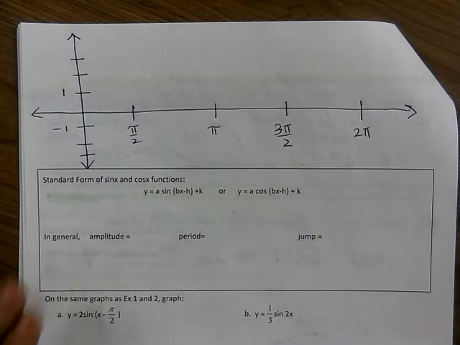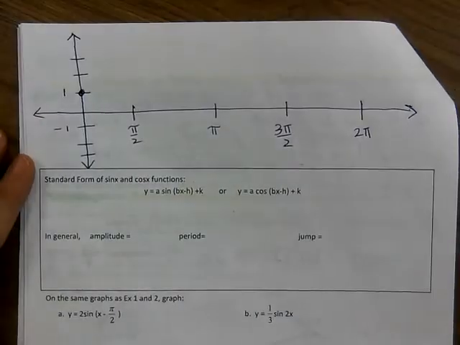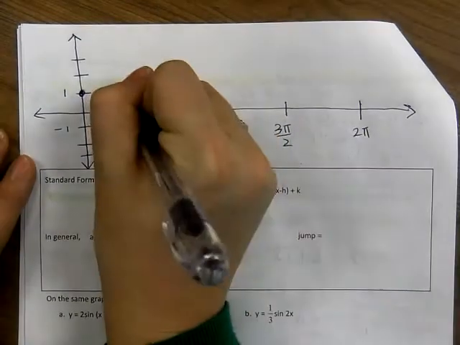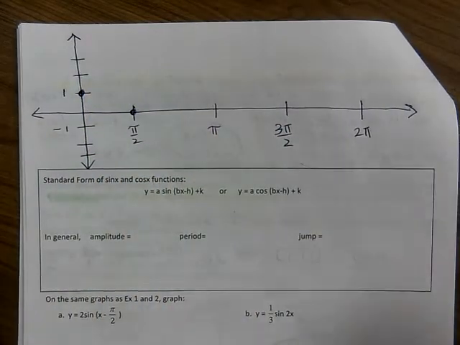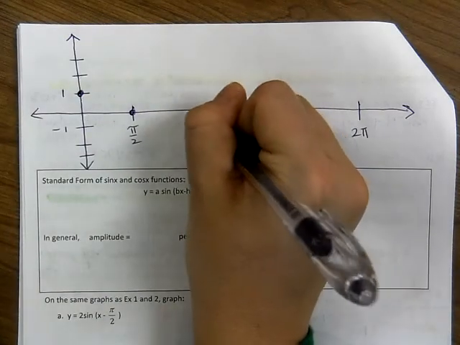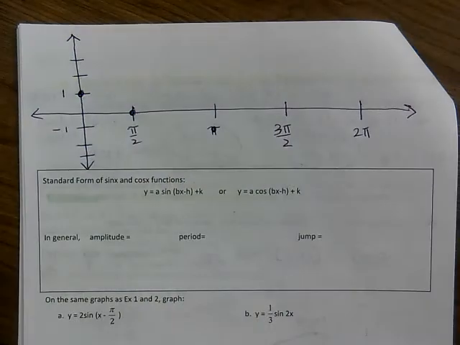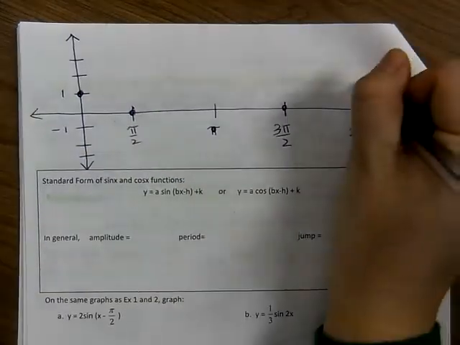Okay. Now let's think about the unit circle again. So cosine at 0 is 1. So cosine starts at 0, 1. What is cosine at pi over 2? 0. Remember, it's your x value. So what's the x value at pi? What's cosine at pi? Negative 1. And then at 3 pi over 2, we're back to 0. And then finally at 2 pi, we're at 1.